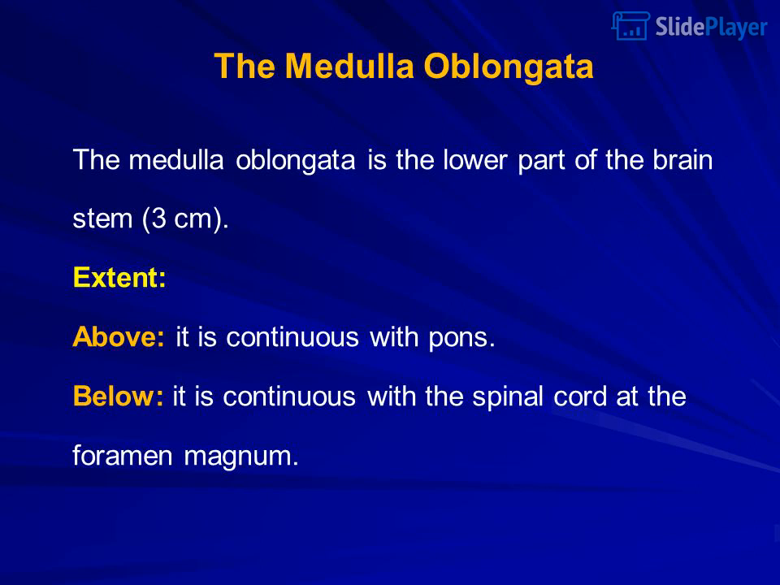The medulla oblongata. The medulla oblongata is the lower part of the brain stem, 3 cm in length. Extent: above, it is continuous with the pons. Below, it is continuous with the spinal cord at the foramen magnum.